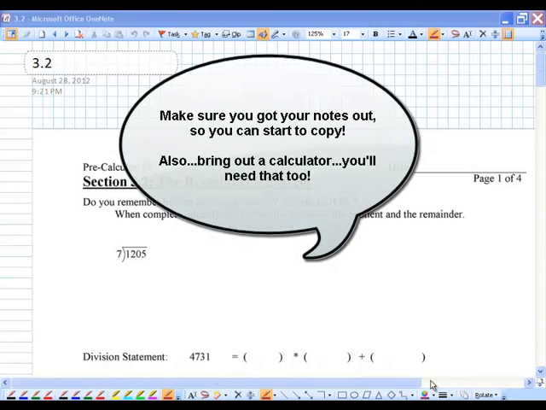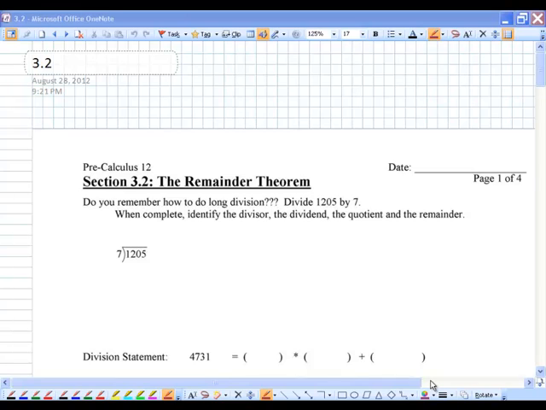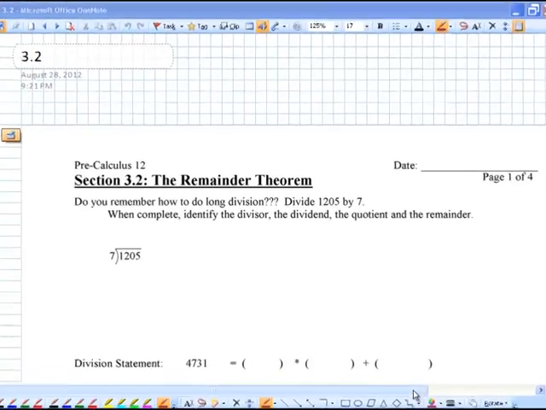So here's section 3.2, the remainder theorem for Pre-Calc. Before we actually start this lesson, I'm going to show you something that you might have done way back in elementary school, something called long division. We're going to have to do that first before we get to this whole idea of the remainder theorem.